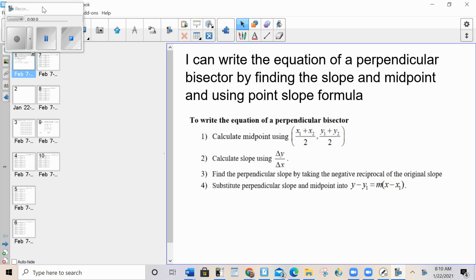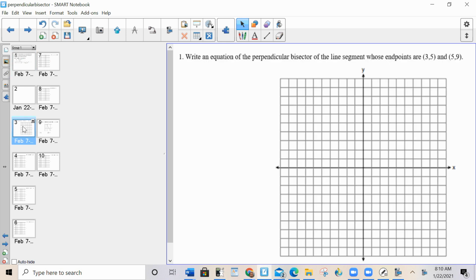Hello everybody. Today I can write the equation of a perpendicular bisector by finding the slope and midpoint and using point slope formula. So we have the steps here. I'm going to talk about it first, and then we'll get back to the steps of what a perpendicular bisector actually is. So let's take a look at the first example here.